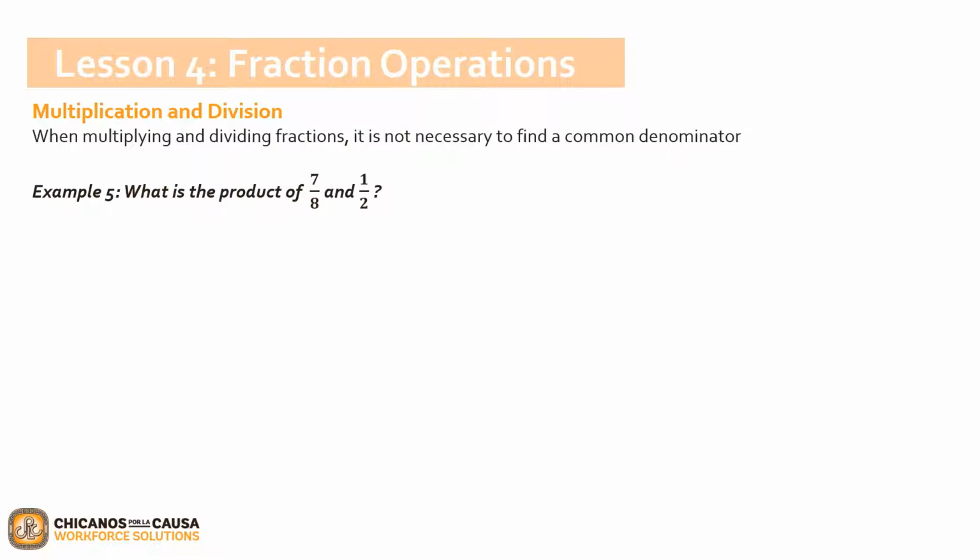In our example, it states, what is the product of 7/8 and 1/2? So we know that the word product and of are both indicators of a multiplication problem. So let's break this down. What this is really stating is, what is 7 times 1 and 8 times 2?